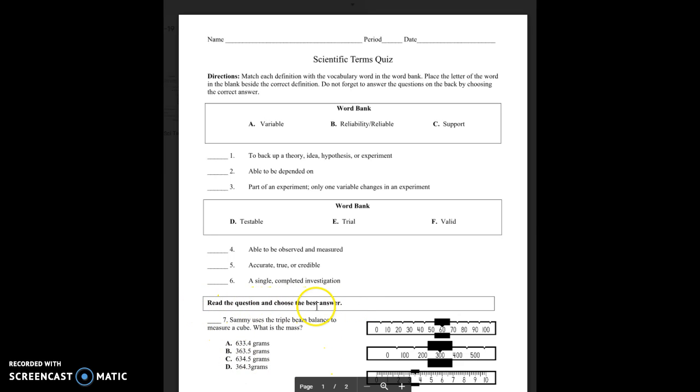Read the question and choose the best answer. Number 7. Sammy uses the triple beam balance to measure a cube. What is the mass? A. 633.4 grams. B. 363.5 grams. C. 634.5 grams. D. 364.3 grams.